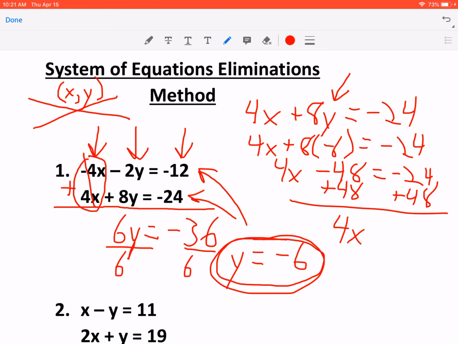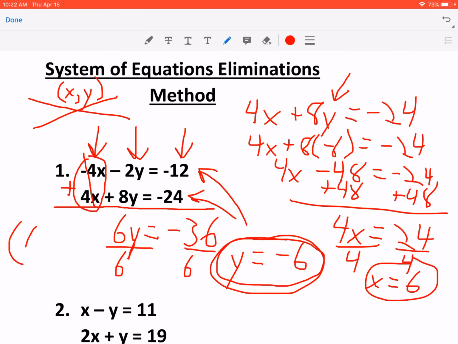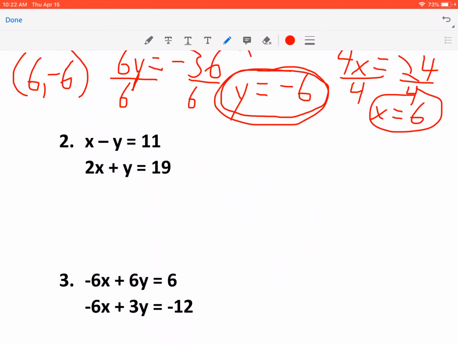And you get 4x equals, what's 48 and a negative 24? That's a positive 24. And what's 24 divided by 4? X equals positive 6. So the real answer to this problem is the coordinate positive 6, negative 6. There's your answer there. Okay? All right, let's go to number 2.